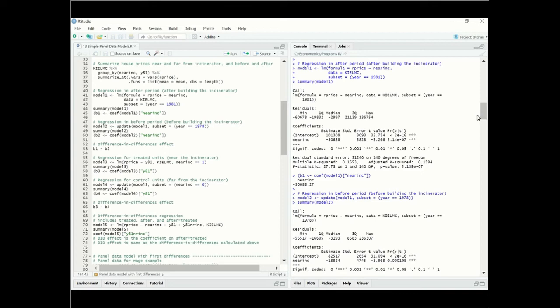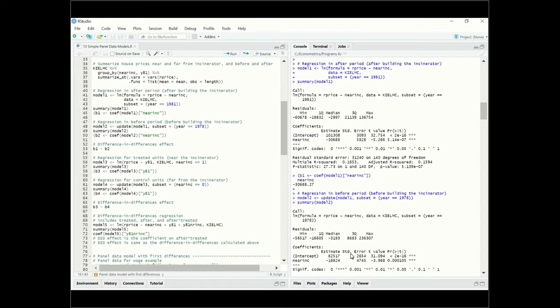So this is the regression in the after period that we have. The way to interpret it is that in the after period, houses that are near the incinerator are about $30,000 lower than houses that are far from the incinerator. Now, before building the incinerator, when the year was 1978, houses that are near the incinerator, that's the coefficient here, are about $19,000 less than houses that are far from the incinerator.